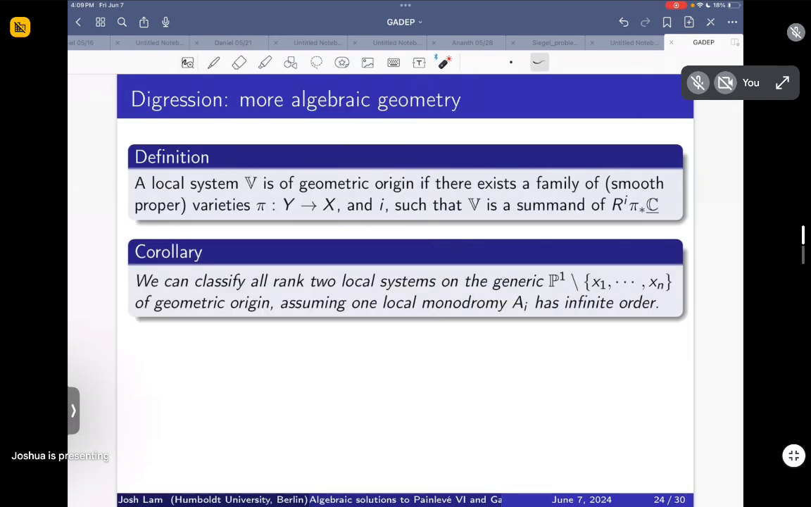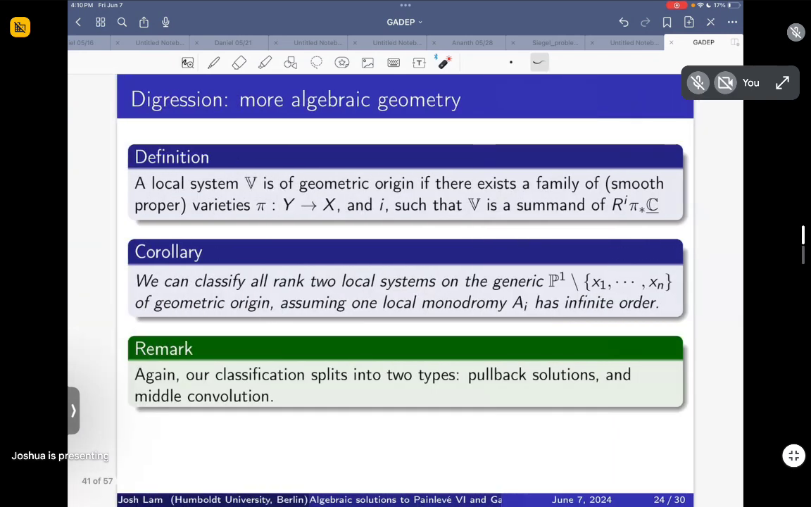The corollary of our work is that we can classify all rank 2 local systems of geometric origin on this generic P1 minus n points. We don't know about just any P1 minus n points, but if you have a general P1 minus n points, then we'll classify them, again assuming this condition that A_i has infinite order. And the classification is, as before, either of pullback type or this middle convolution. Yes, this is what I said.